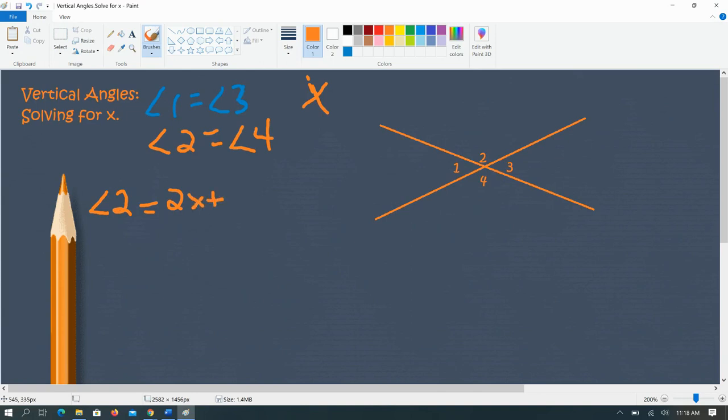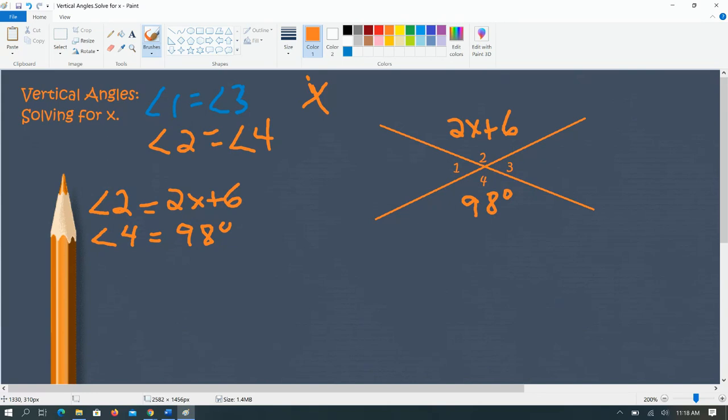2x plus 6. So for my angle 2, I have this 2x plus 6. And for my angle 4, because remember, we're working with vertical angles, and angle 4 is the vertical angle to angle 2. So for angle 4, let's call it 98 degrees. All right, so 98 degrees. So I have 2x plus 6, and I have 98.